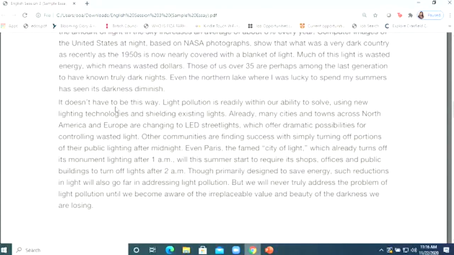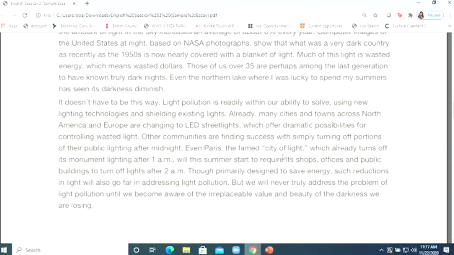It doesn't have to be this way. Light pollution is readily within our ability to solve using new lighting technologies and shielding existing lights. Already, many cities and towns across North America and Europe are changing to LED street lights, which offer dramatic possibilities for controlling wasted light. Other communities are finding success with simply turning off portions of their public lighting after midnight.